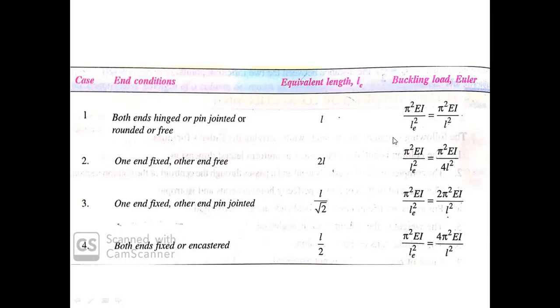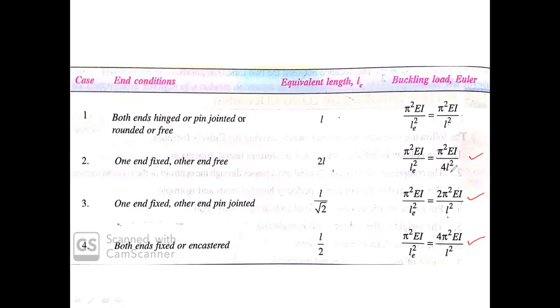In the same similar fashion, you can derive formulas for one end fixed and the other end free, one end fixed and the other end pinned, and both ends fixed. The formulas you will arrive at when you do the derivation are these. Pi square EI by 4L square is the formula you will get for the column with one end fixed and the other free. For one end fixed and the other pinned, you will get 2 pi square EI by L square. When both ends are fixed, you will get 4 pi square EI by L square.